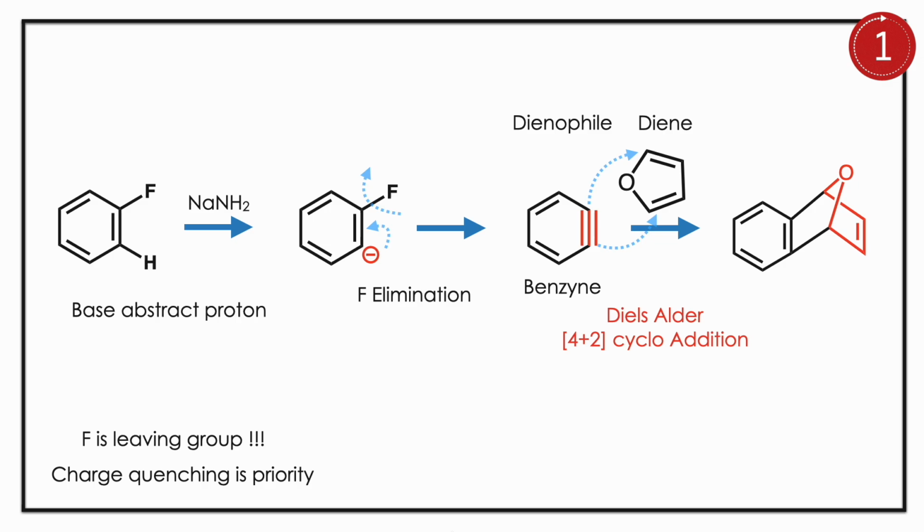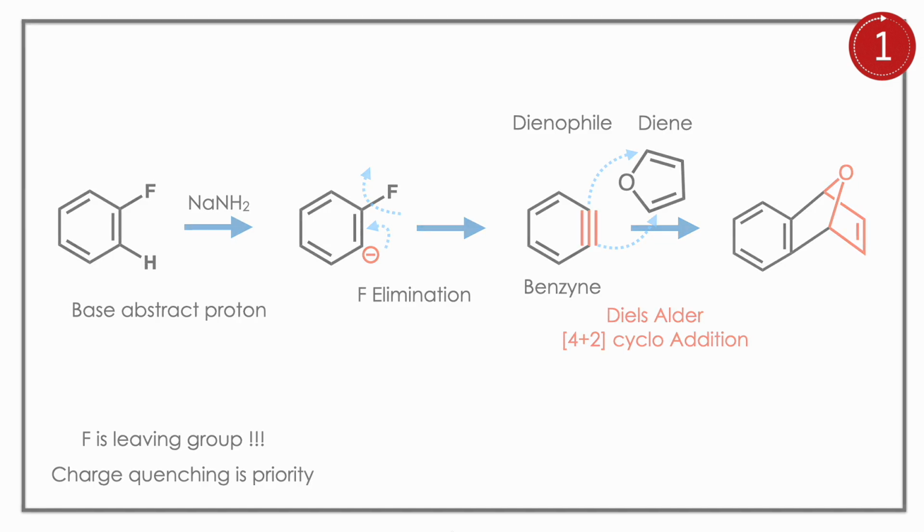Benzyne forms. Benzyne can act as a dienophile. The diene you are using leads to the 4 plus 2 cycloaddition. The concept you outline here is that charge quenching is the highest priority. To quench the charge, chlorine can act as the leaving group.